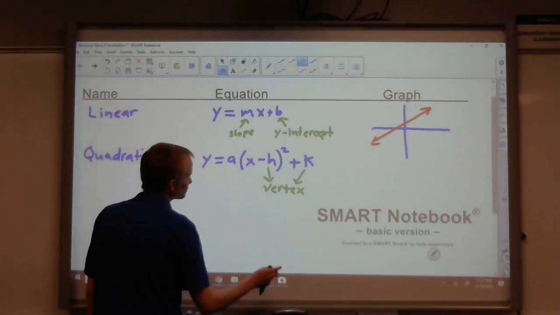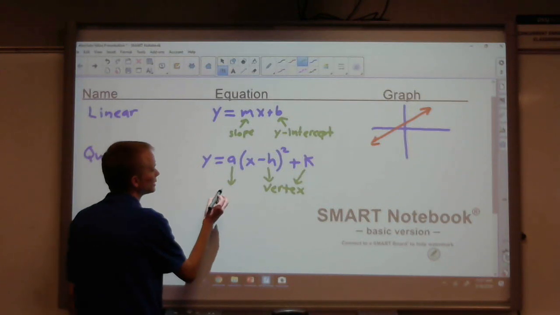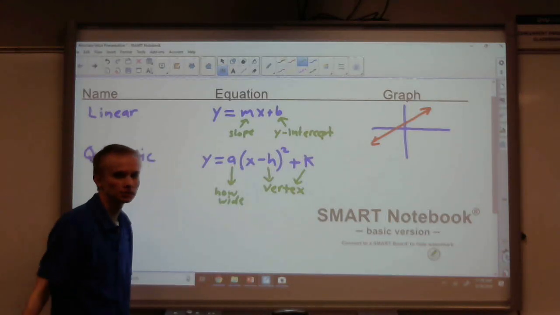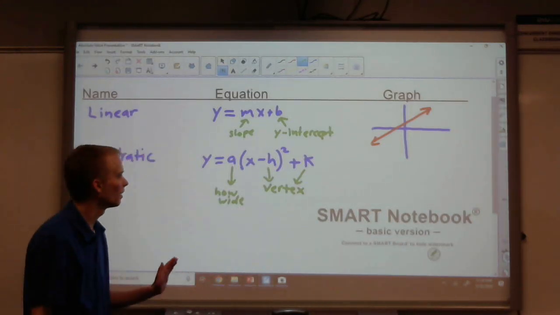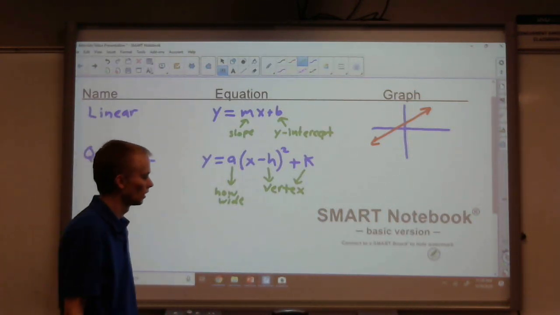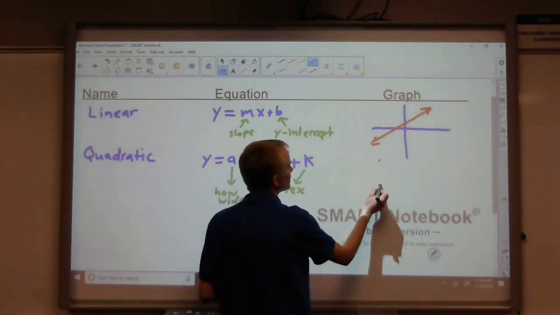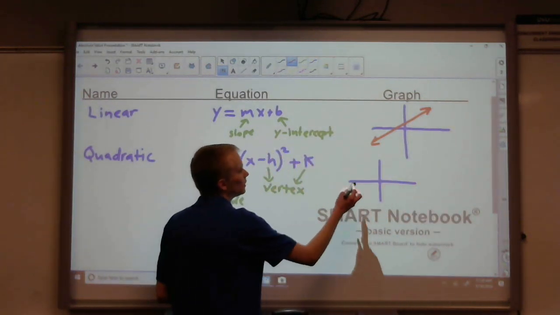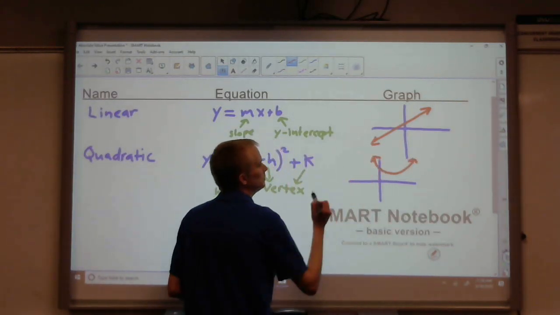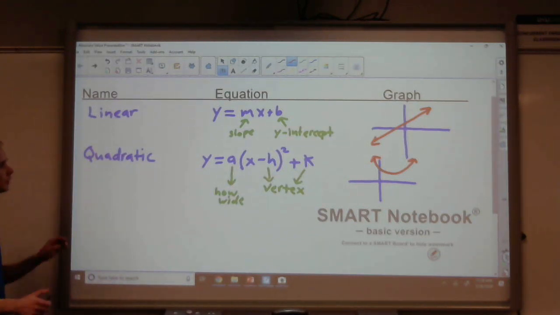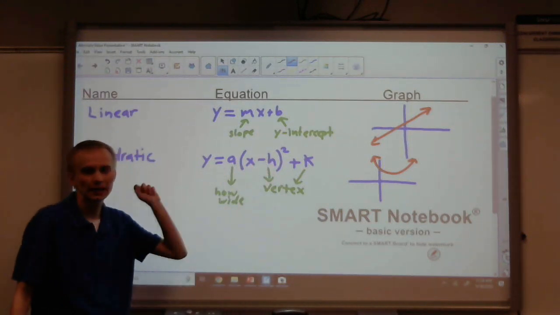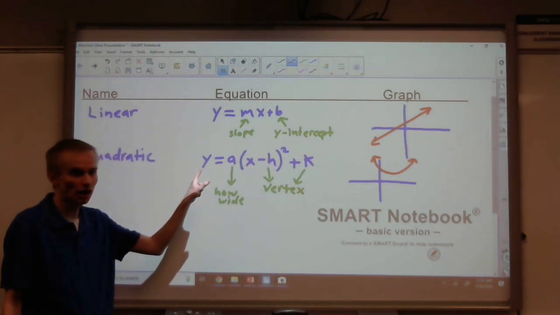And the a out front tells me how wide the parabola is, how kind of tight or narrow. If it's negative, it tells me that it's flipped upside down, right? So the graphs of quadratics look like U shapes. They're parabolas, so something like that. So there's our quadratic functions, okay? The x is squared in this equation, but the y is not.